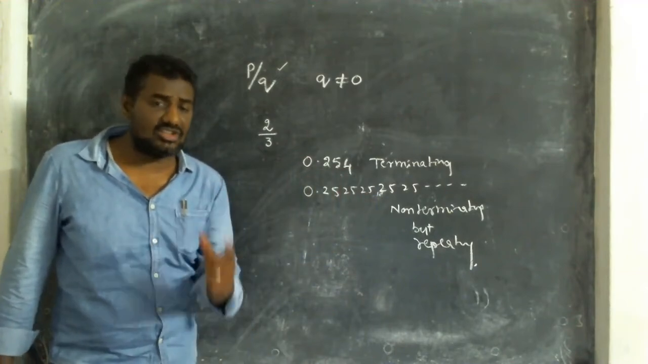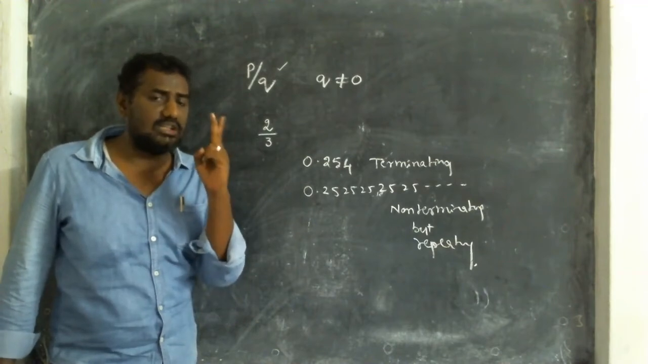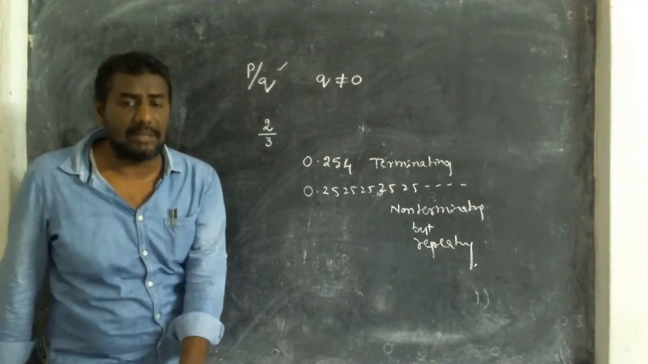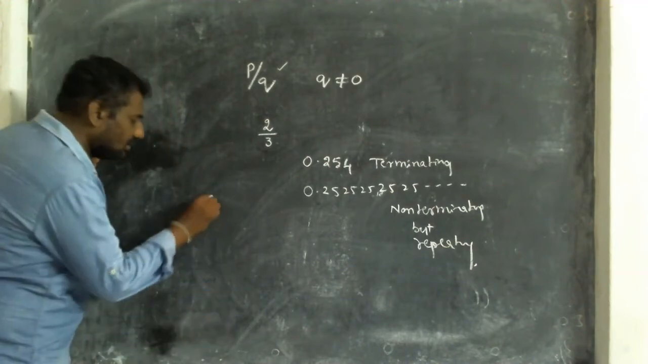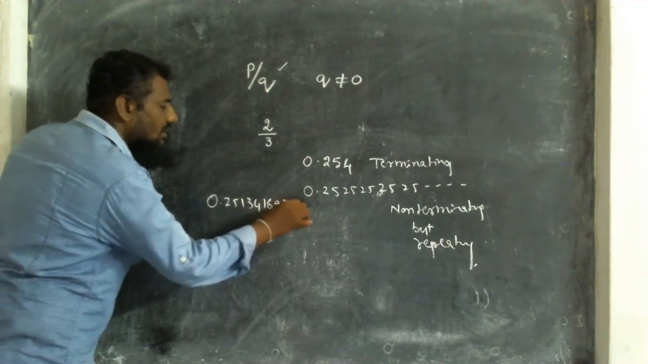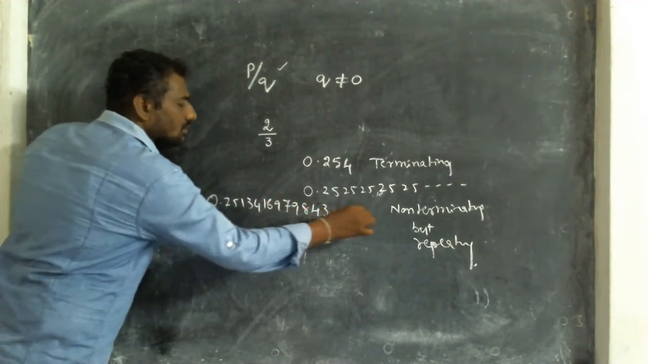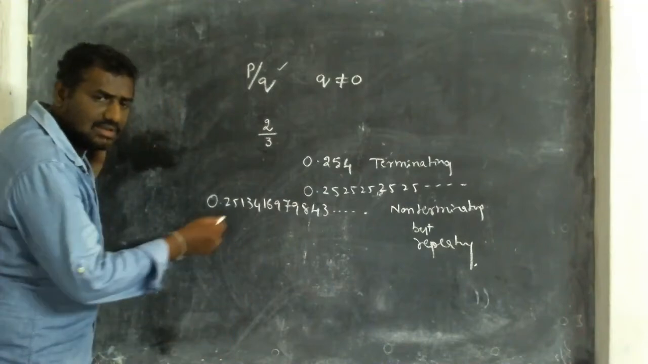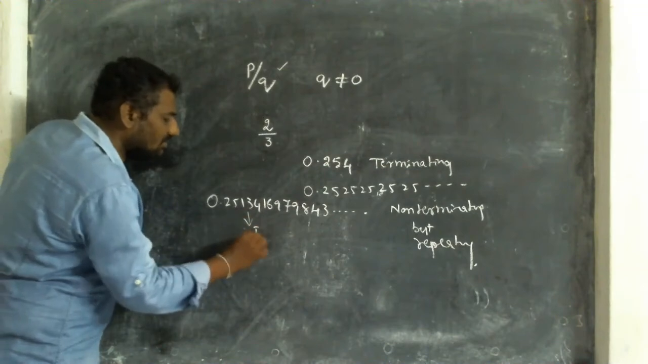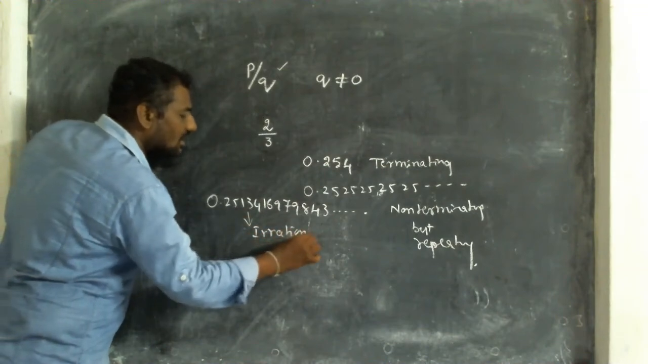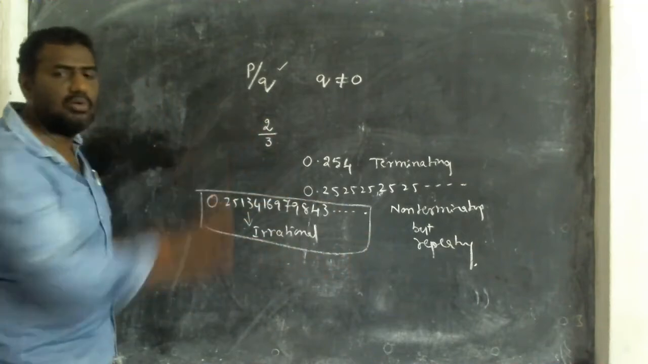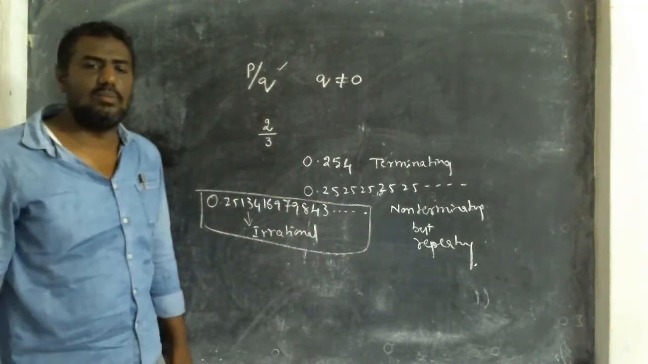So when you divide a rational number, we have two possibilities for the decimal: one is terminating, the other is non-terminating but repeating. Suppose you get a number like 2, 5, 1, 3, 4, 1, 6, 9, 7, 9, 8, 4, 3. In this decimal, it is non-terminating and the numbers are not repeating. This is an irrational number. We don't want to discuss irrational numbers now, only rational numbers.